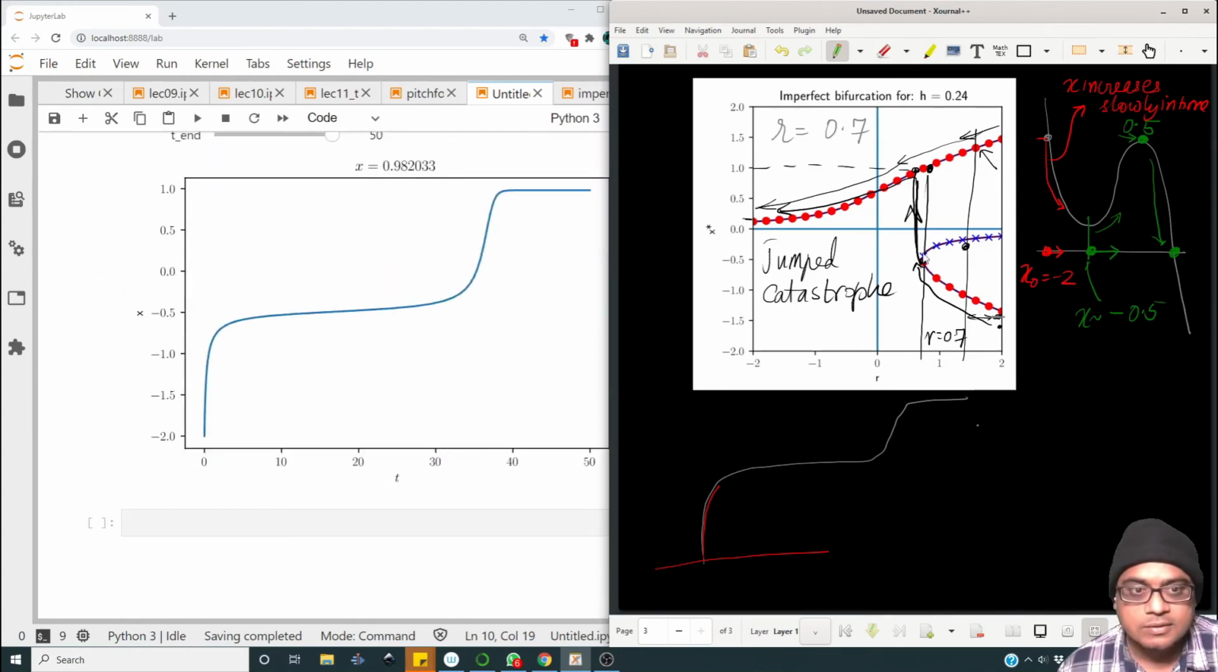Okay, so x equal to 0 minus 0.2, we started at minus 0.5. We have a change in behavior. So at minus 0.5, we have a very slow increase to a fast increase, so a transition from slow to fast. So this is that inflection point in the x versus t curve.